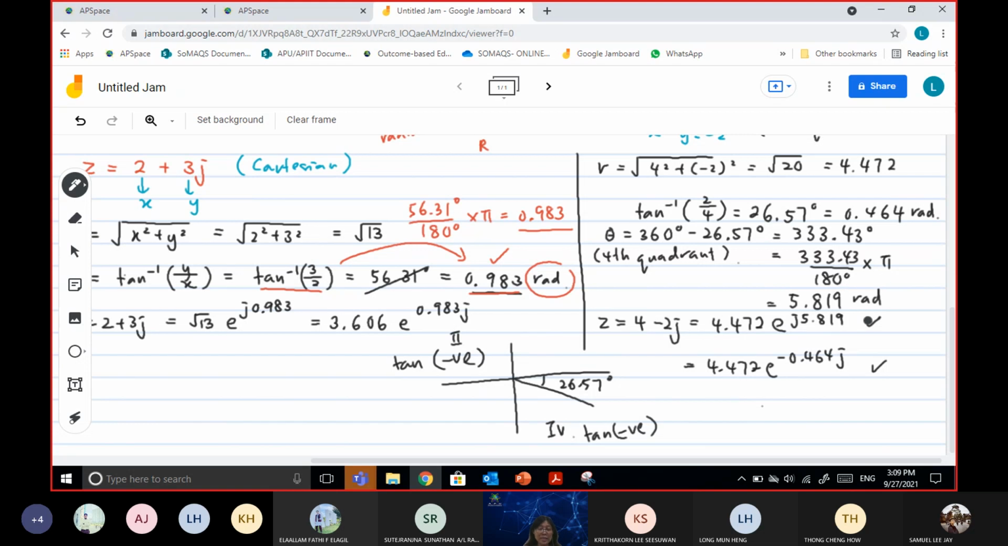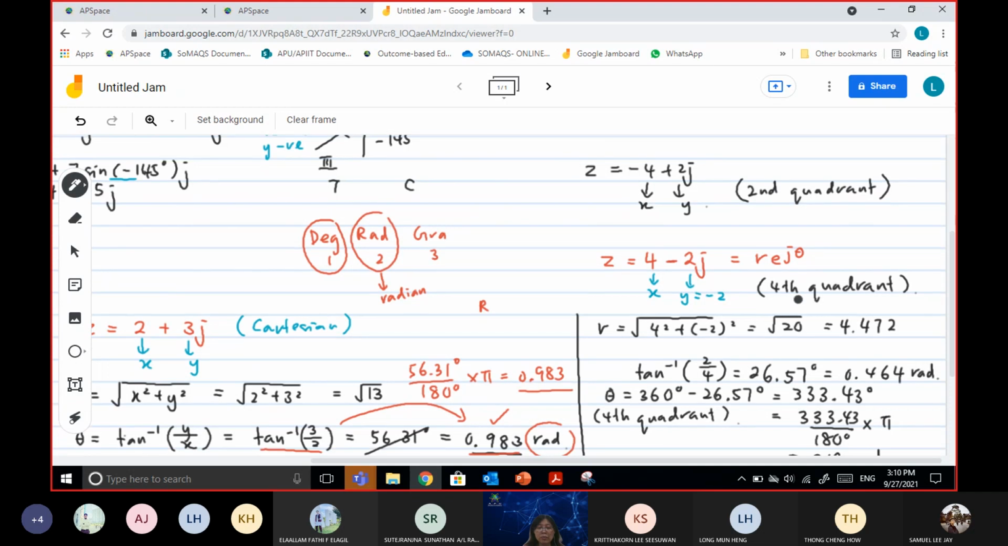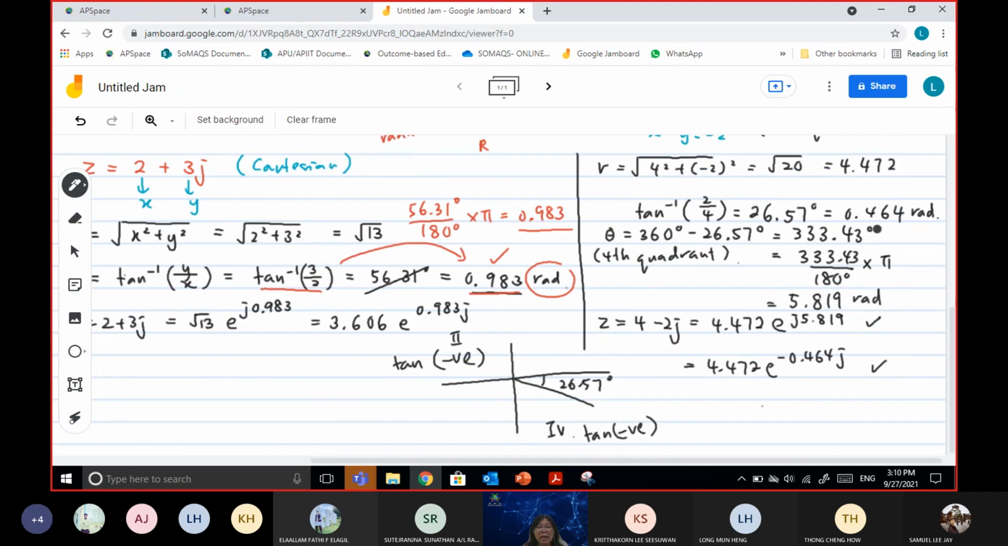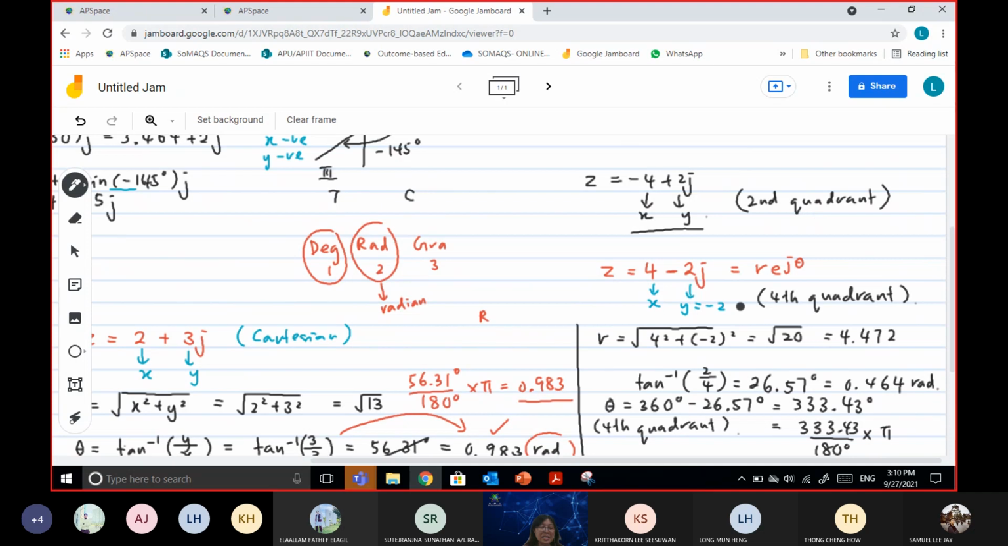Just now when you pressed the calculator, it gave you negative radian, which is the fourth quadrant. But in case your answer is in the second quadrant, then when you plug in the negative sign, it doesn't reflect the correct answer. If I give you z equals -4 plus 2j, so this is x, this is y, this is the second quadrant. If you use the way you did just now and put in the negative sign, your answer gives you the fourth quadrant, but actually this case is in the second quadrant.